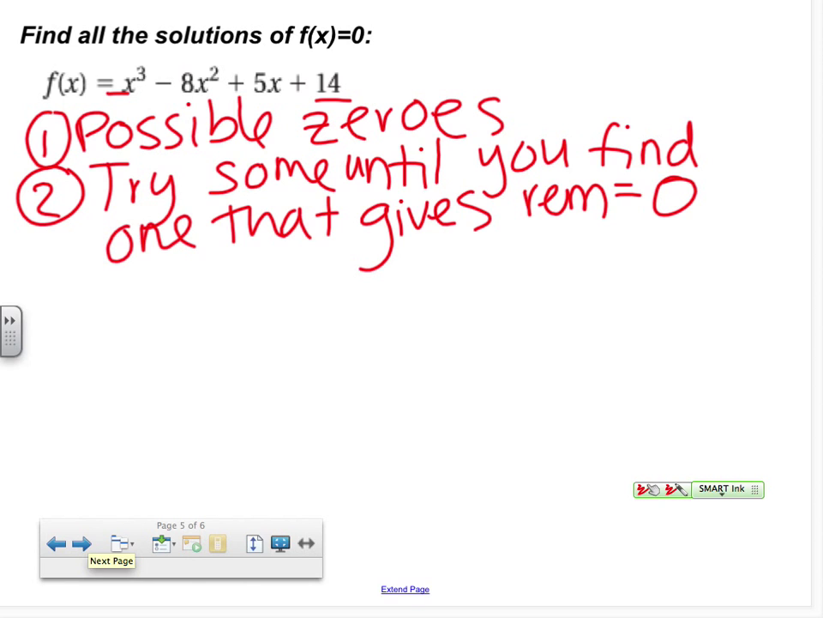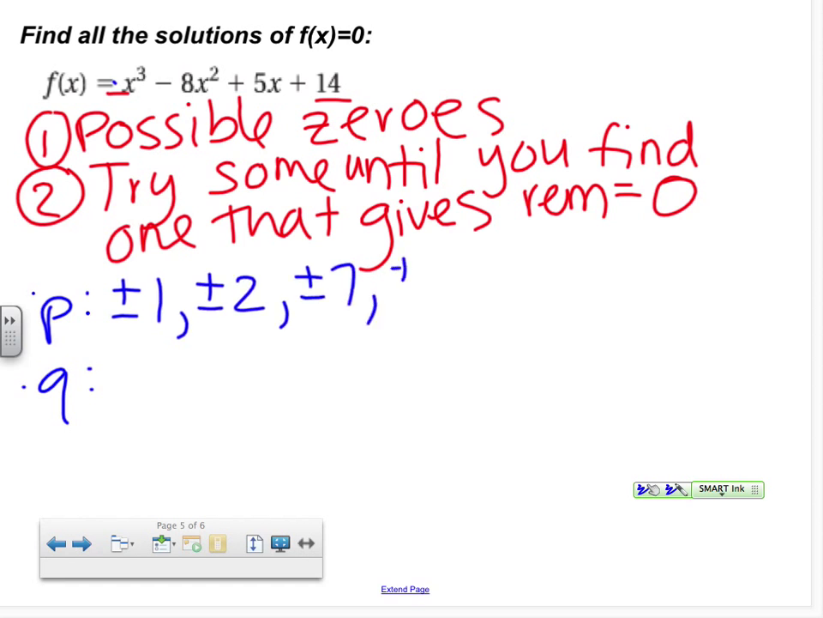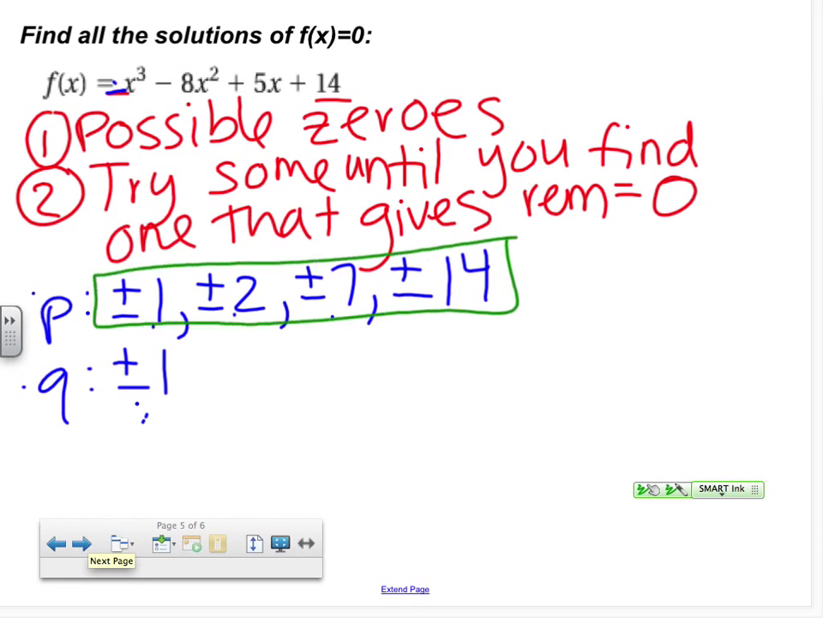Alright, so I'm going to look at my P and Q, or my factors of my constant and my factors of my leading coefficient. So for the constant, 14, I have plus or minus 1, plus or minus 2, plus or minus 7, and plus or minus 14. Alright, and then Q is just 1. So if I divide each of these by that 1, I'm just left with this list of the factors of the constant for all my possible zeros.